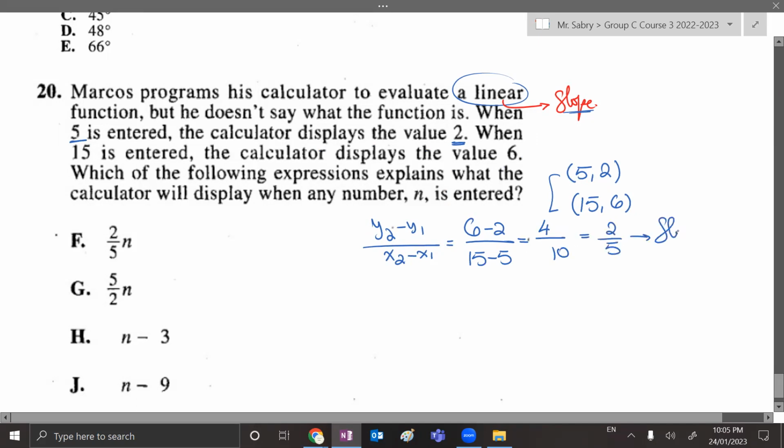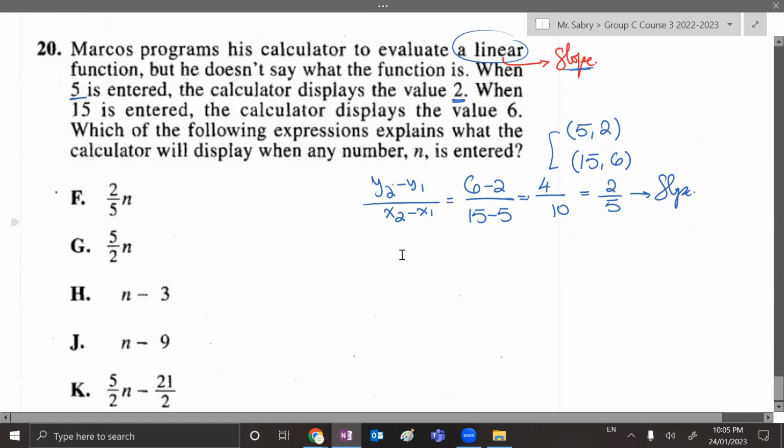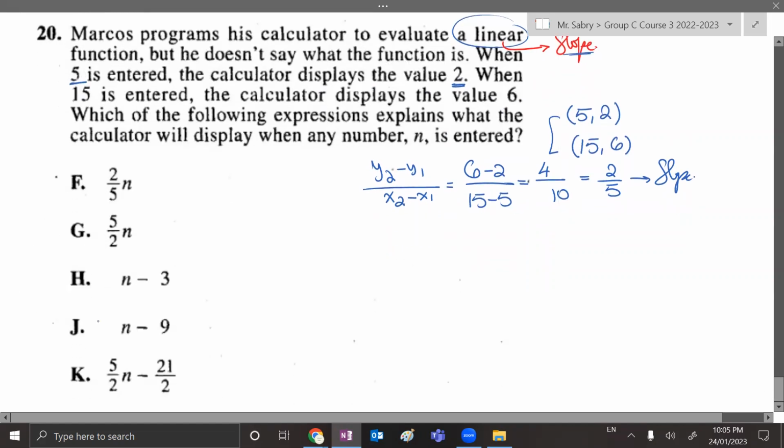This is the slope. When you look at the options or the answers, none of those answers has slope 2 over 5 except F. This is the only one with 2 over 5. Here 5 over 2. Here 1 and 1 and 5 over 2. So F must be the correct answer. Does this make sense?